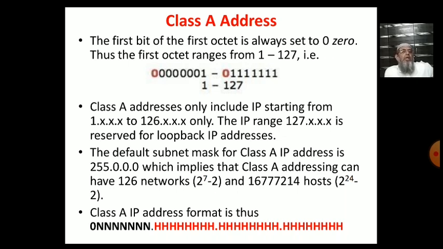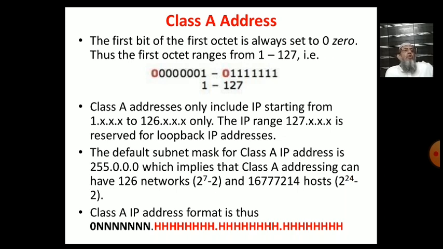For example 1.x.x.x up to 126.x.x.x, where x can be any value from 0 to 255, and the IP range 127 is reserved for loopback IP addresses. Every machine has a loopback IP address, which is used for various internal operations, loopback servers, and so many other operations. For that purpose, it is reserved.